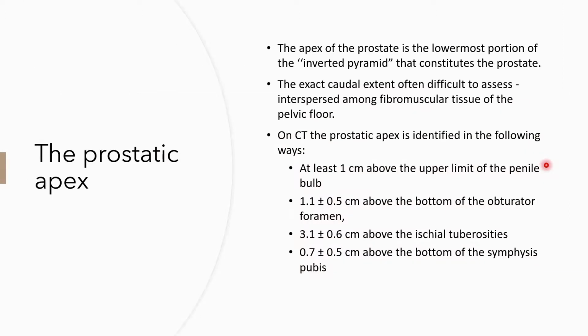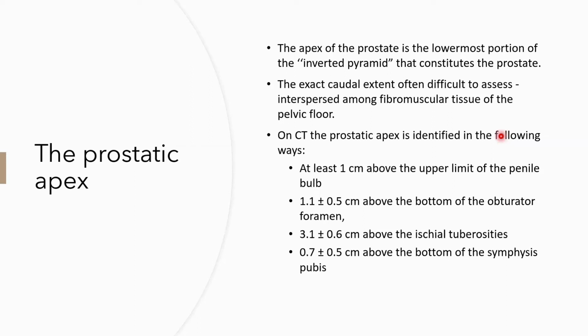Now, as I mentioned, the prostatic apex is a very, very contentious area. What is the apex? The prostate is like an inverted triangle, or the inverted pyramid rather, okay? So the apex of the prostate is the lowermost portion of the inverted pyramid. Now, since most of us contour a prostate cancer on a CT scan and not an MRI scan, the exact caudal extent is really often very difficult to assess because there's really no difference between the prostate gland, the urogenital diaphragm, and the levator ani muscles at that point.